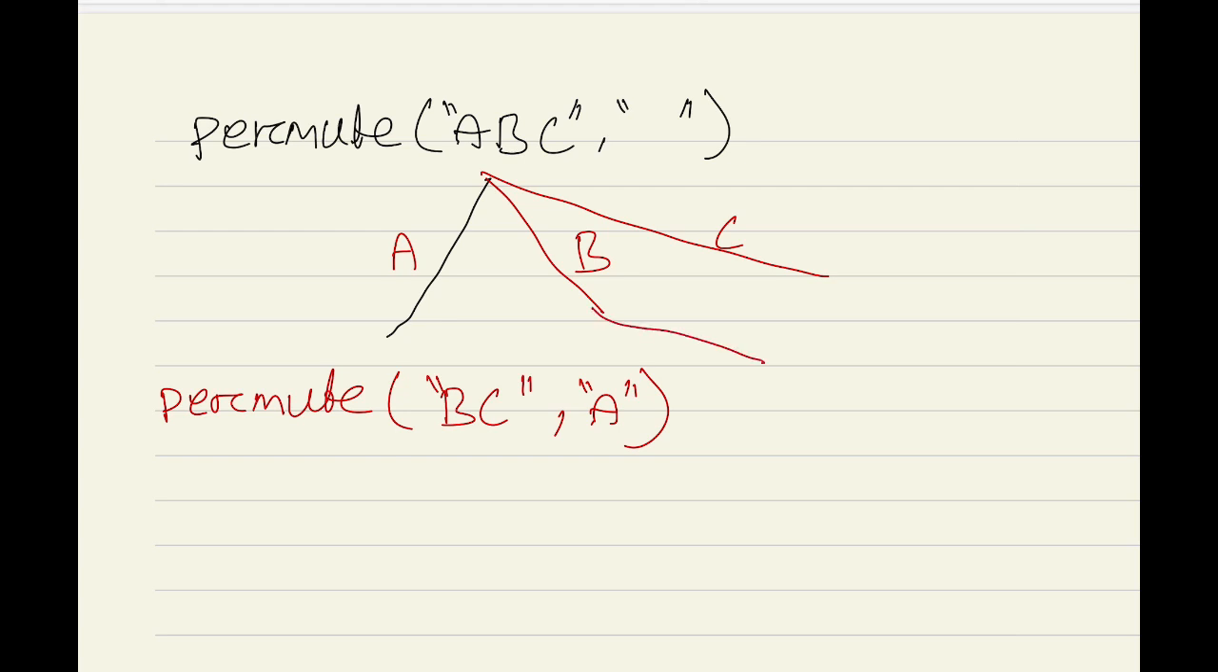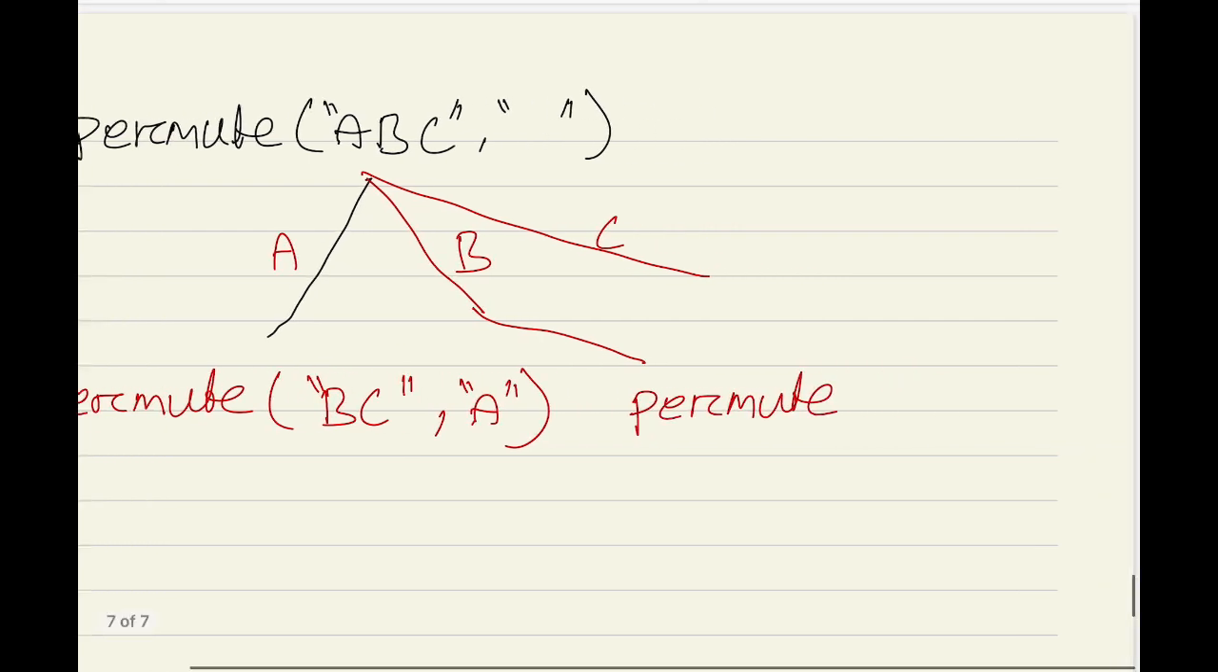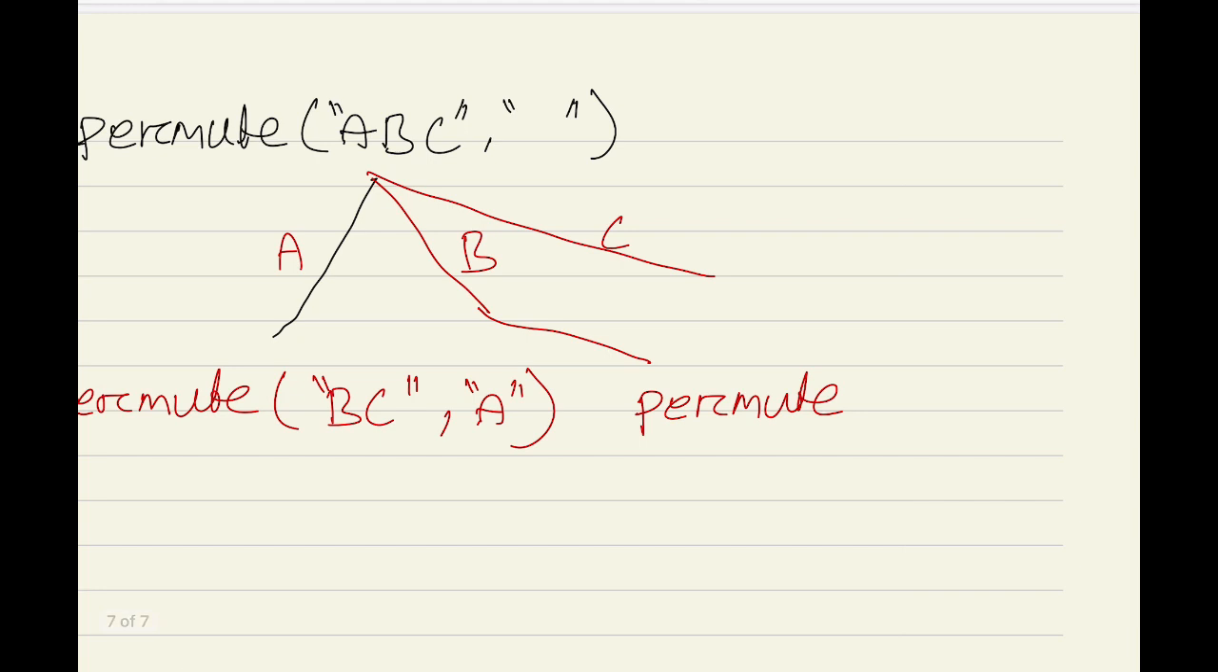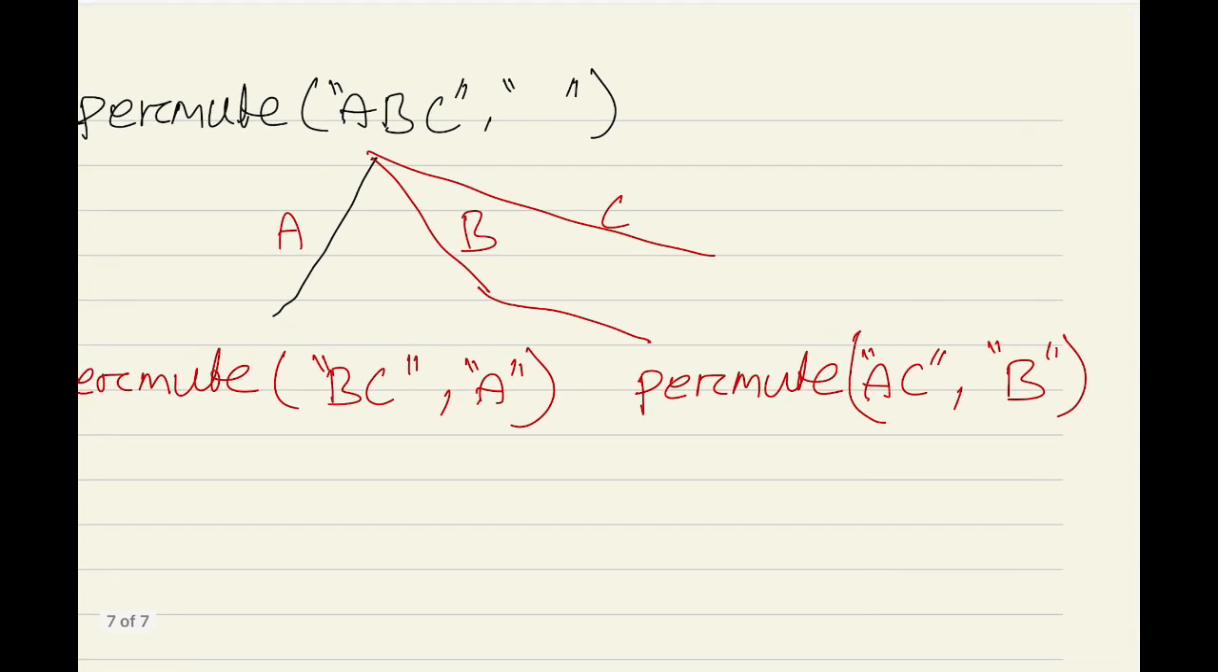Now if we select B first, then the permute method is going to reduce like this: permute, then excluding B, the remaining characters are AC, and B is going to be concatenated with the output, so the output is going to be B. Now if we select C first, then the method is going to be like this: permute, the input becomes AB, the output becomes C.